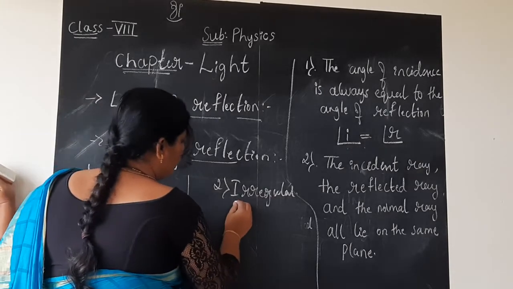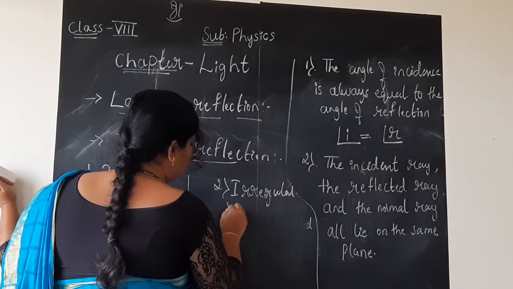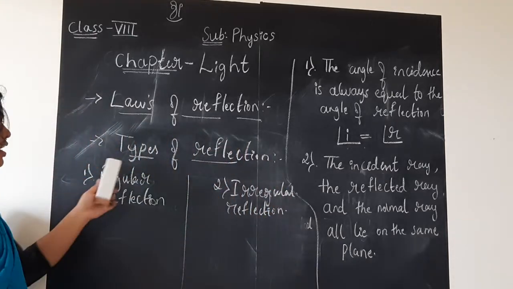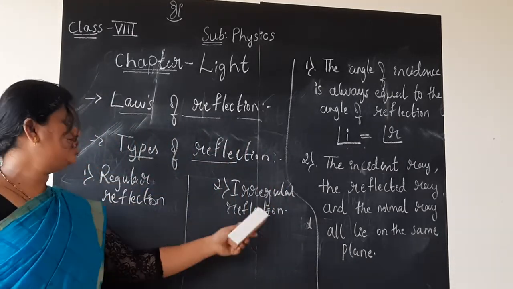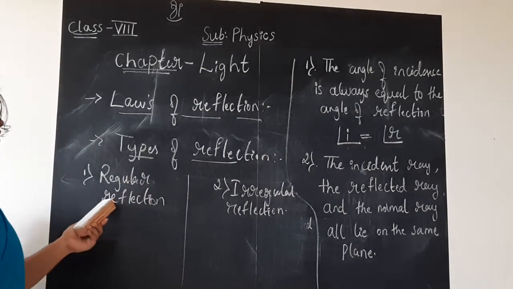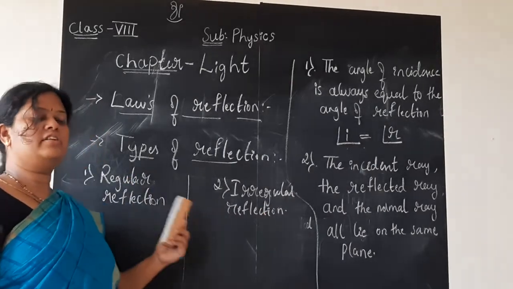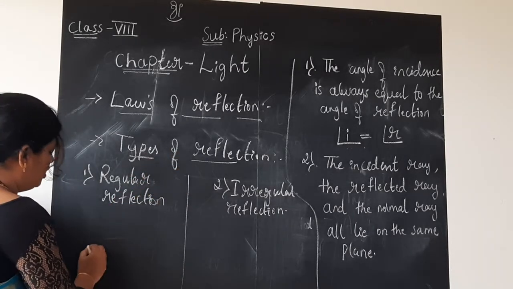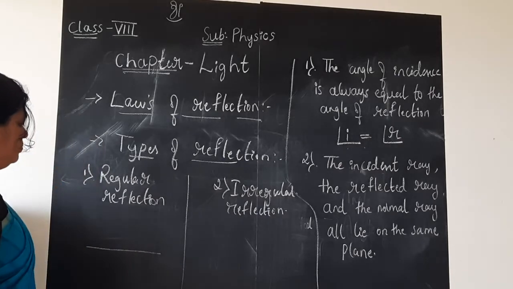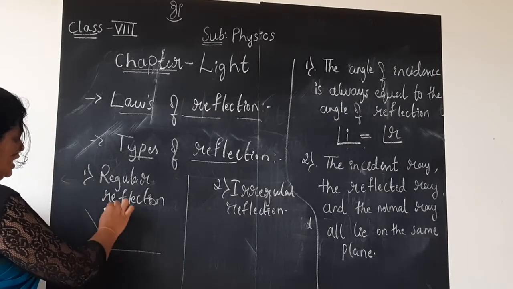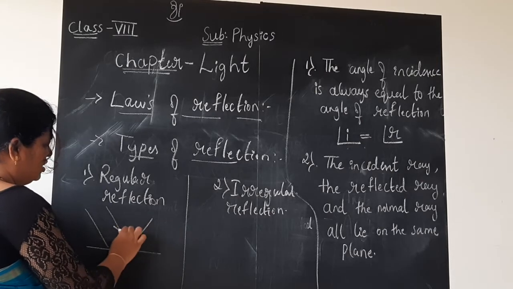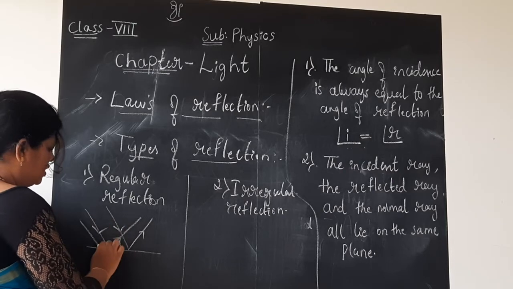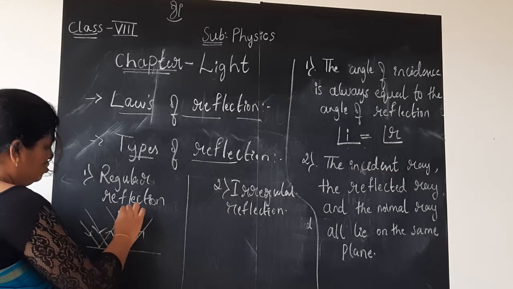So with respect to the types, the questions you can expect are: what are the types of reflection? Regular reflection, irregular reflection. What is regular reflection? What is irregular reflection? Differences you can expect. So regular reflection means the one which we studied. Here, the incident ray is always equal to the reflected ray. The reflection takes place very uniformly.